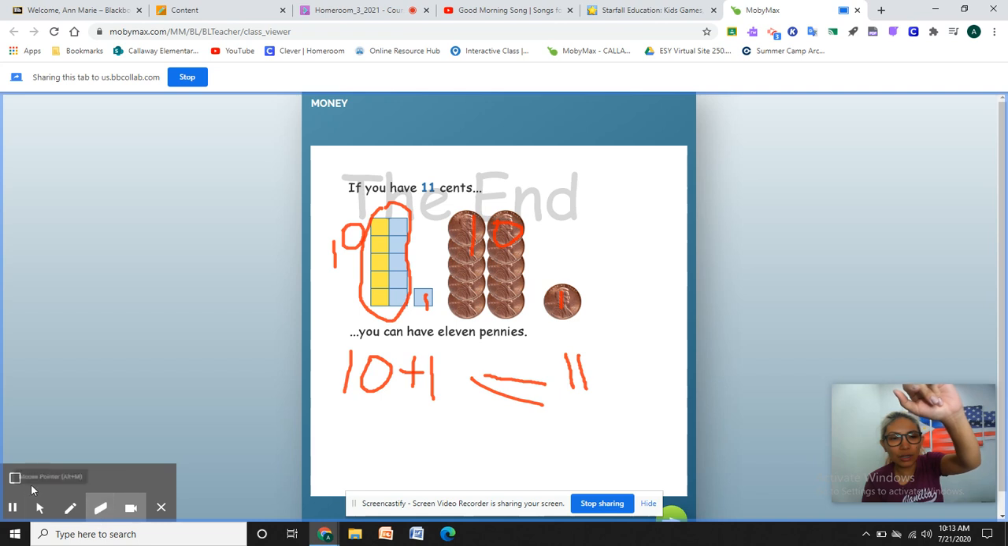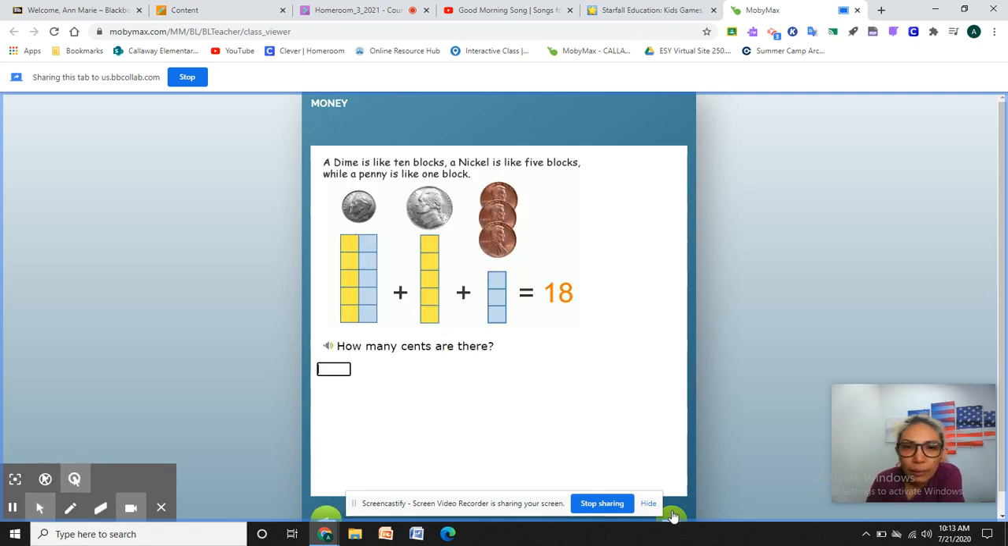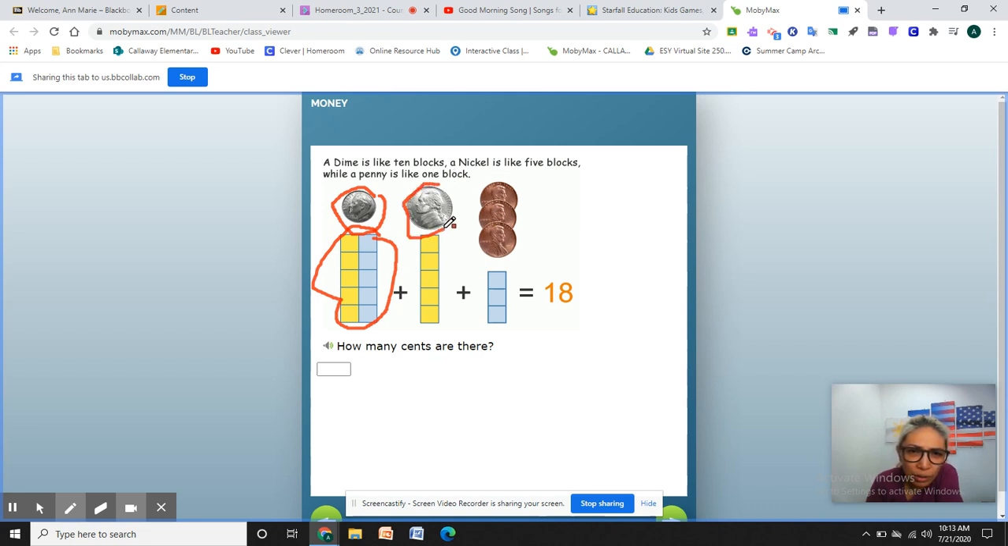Now let me clear that up so we can move on to the next one. Okay. Let's see. All right. This time, listen up. We have a dime. A dime is like 10 blocks. So this is a dime. And this is your 10 block. Correct? Now, a nickel is like 5 blocks. So this one is your nickel. And this is your 5 block.